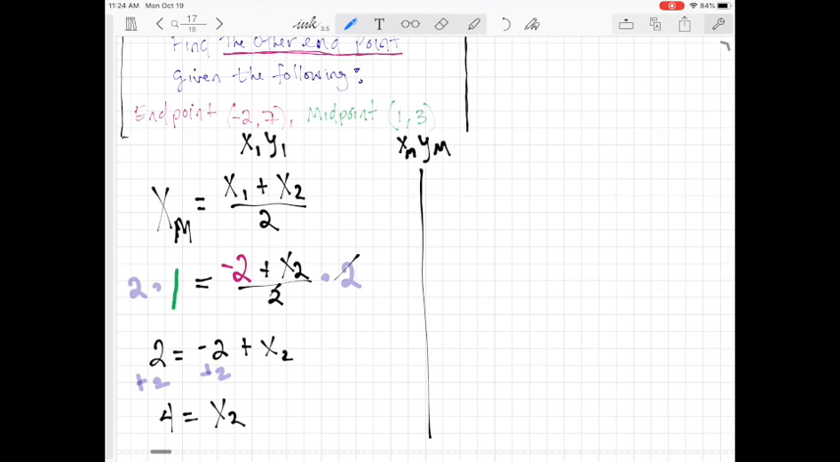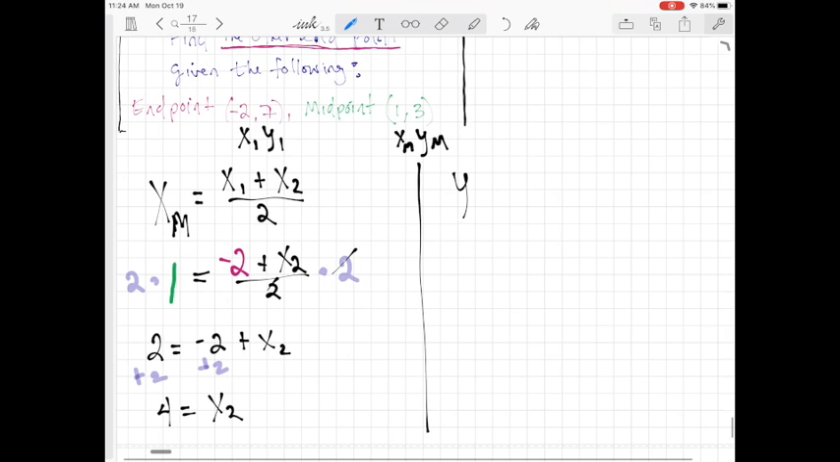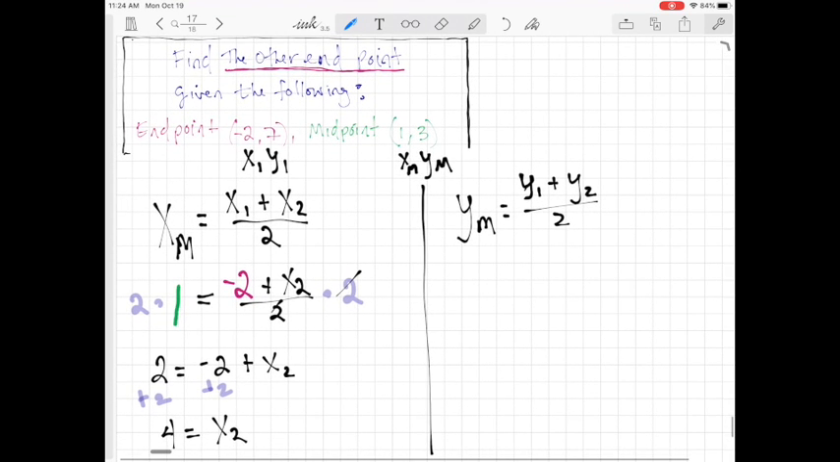So now let's do this again with the y's. I'm going to say my y midpoint is going to equal one endpoint on the y plus the other, divided by 2. And again, we're going to plug in what we know. What we know is one endpoint, so that's going to be my y1. The other thing we know is the midpoint. The y coordinate of the midpoint is 3, so I'm going to plug that in for the y midpoint.